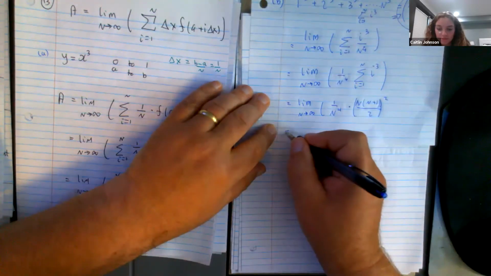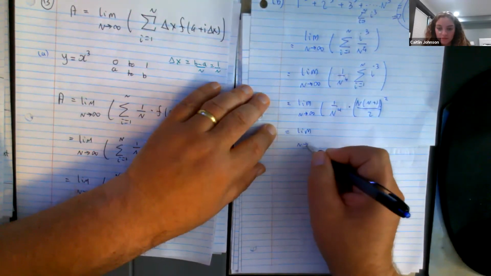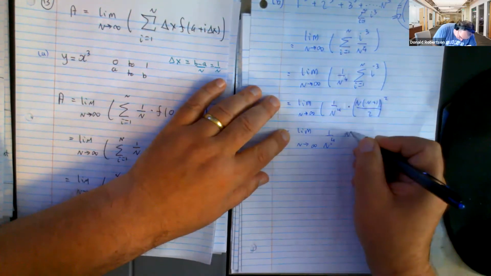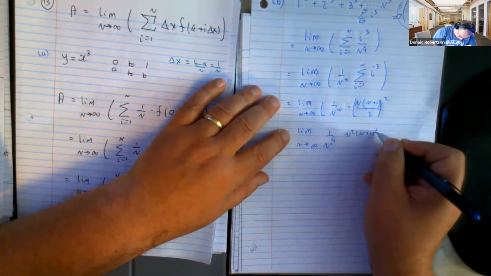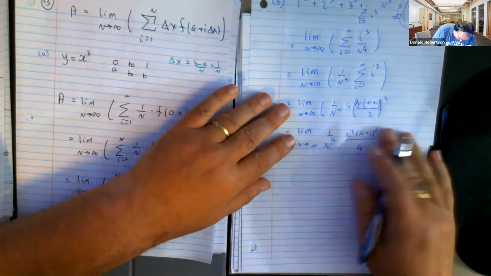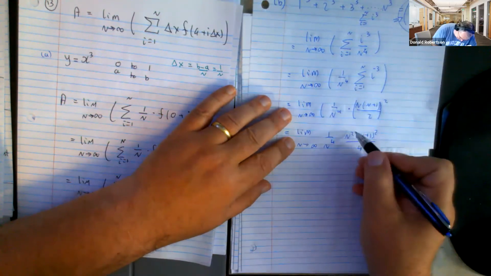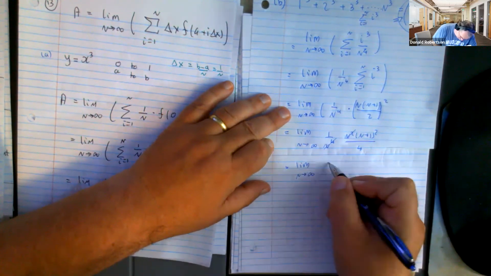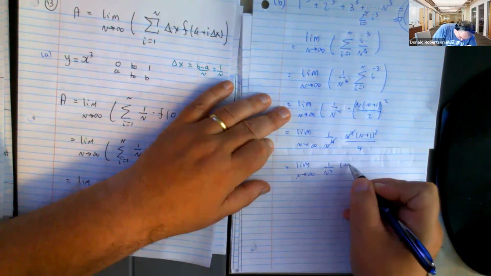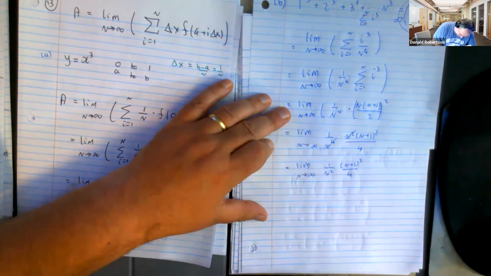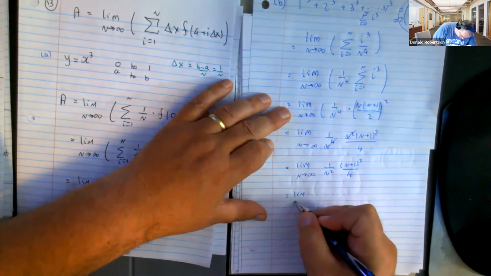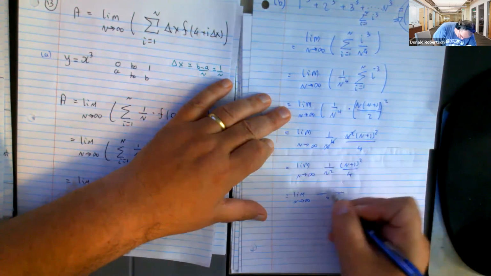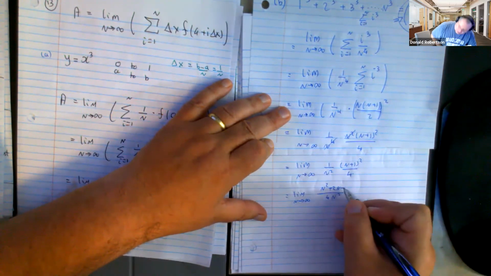So what I'm going to do is square, square, and square. So that's n squared, n plus 1 squared, and 4. And then this guy and that guy are going to partially cancel. So I'm now going to get 1 over n squared, n plus 1 squared over 4. I'm going to multiply the two bottom guys together to get 4n squared, and I'm going to FOIL out the top to get that. So it's now this.